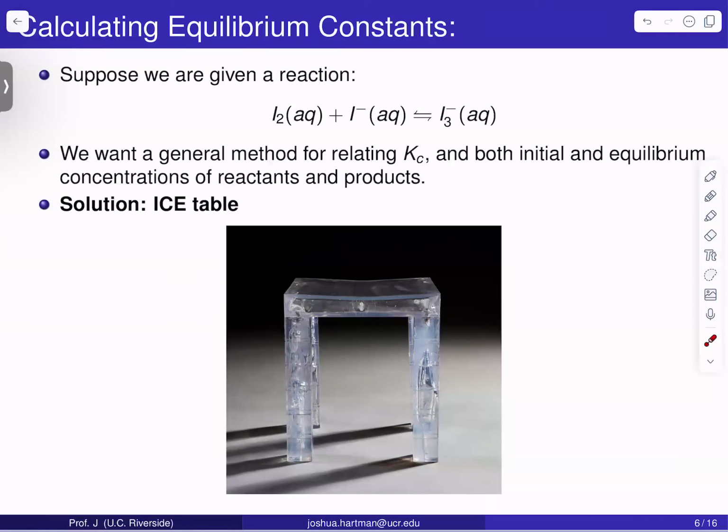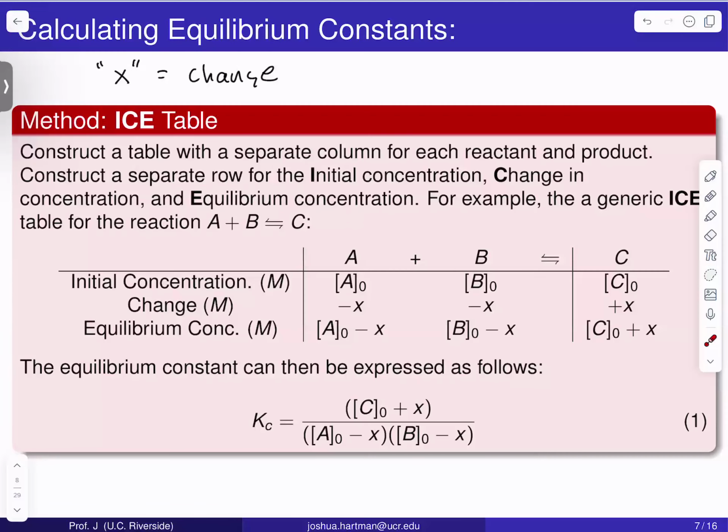Basically, what we're going to be looking at is an approach that allows us to look at the initial, change in, and equilibrium concentrations, hence ICE, for given reactants and products, and write those all out in a convenient way that relates them all to that equilibrium constant.